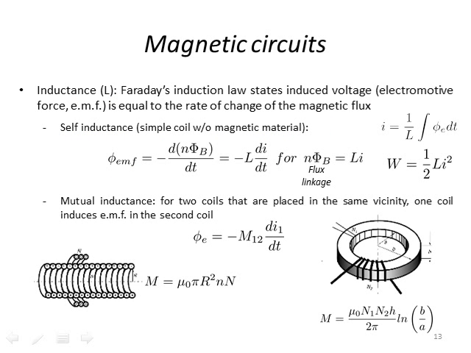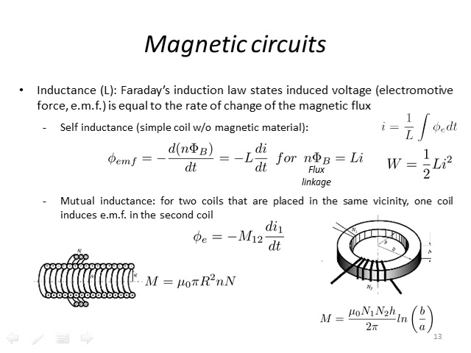So in magnetic circuits, these are primarily applied to actuators and motors. The most important property is inductance, L, and Faraday's induction law states that the induced voltage, which is called the electromotive force, or EMF, is equal to the rate of change of the magnetic flux, which is the capital phi sub B. And this voltage is phi EMF.